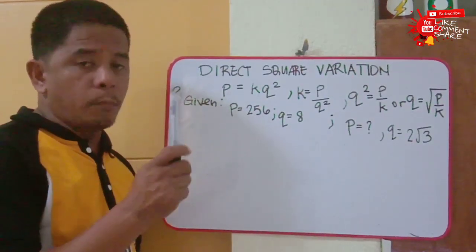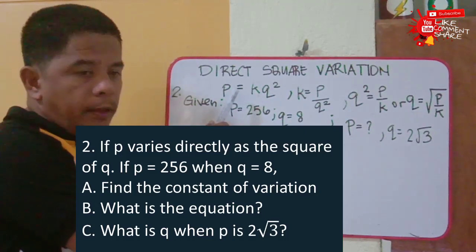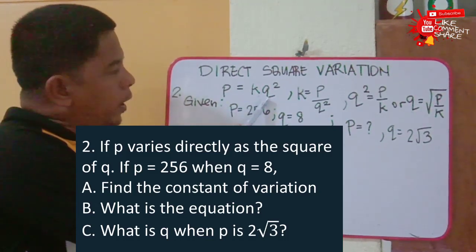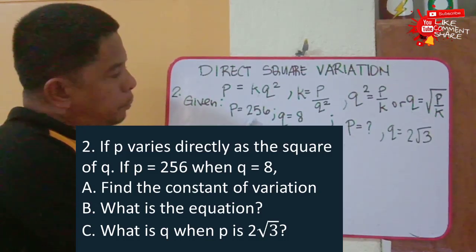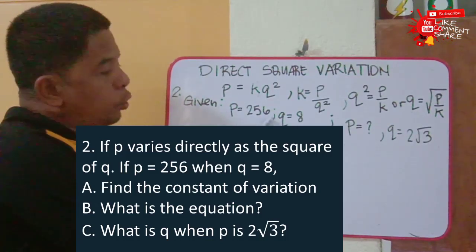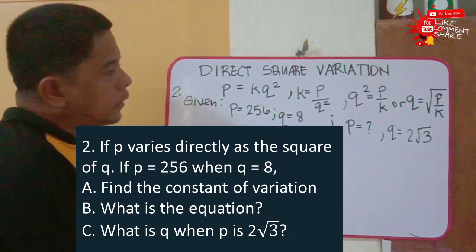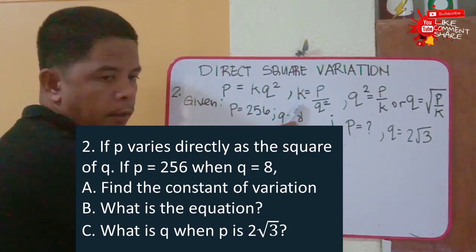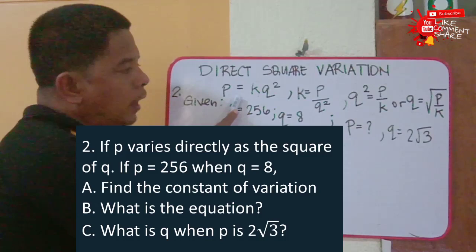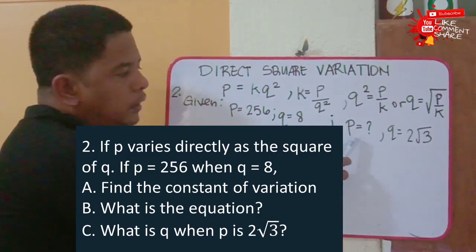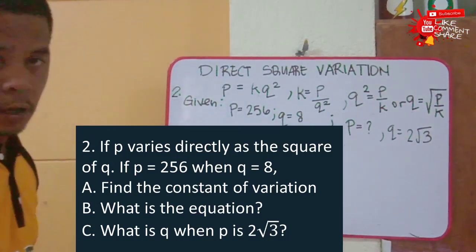Okay, question number 2. If P varies directly as the square of Q, if P equals 256 when Q equals 8, A: find the constant of variation. Letter B, what will be the equation? And letter C, what is P when Q equals 2 square root of 3?